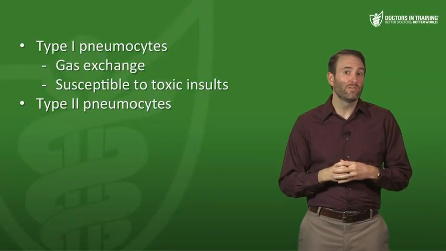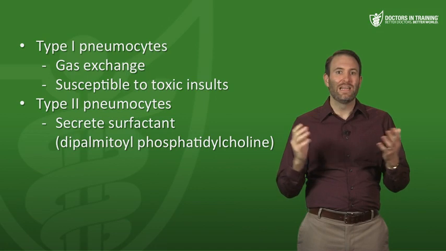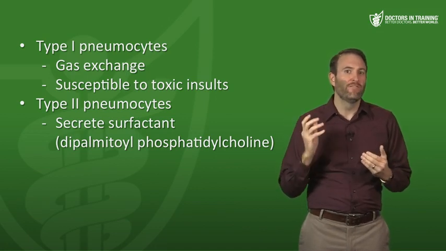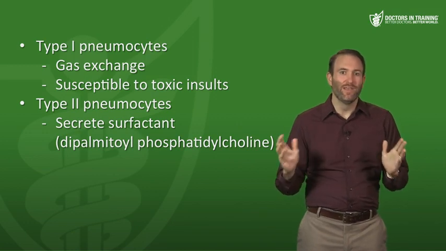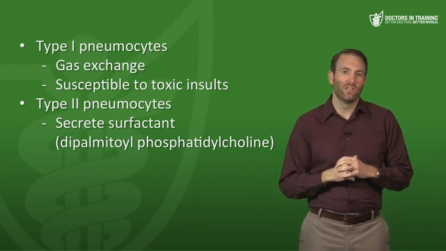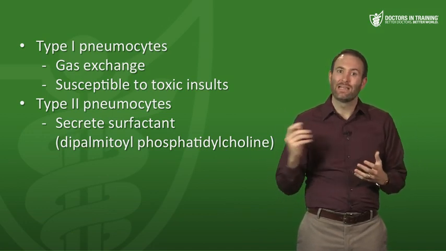Their primary purpose is to secrete pulmonary surfactant. Its name is dipalmitoyl phosphatidylcholine. Surfactant, which is easier to say, acts to decrease alveolar surface tension. This allows the lungs to be more compliant and prevents atelectasis.